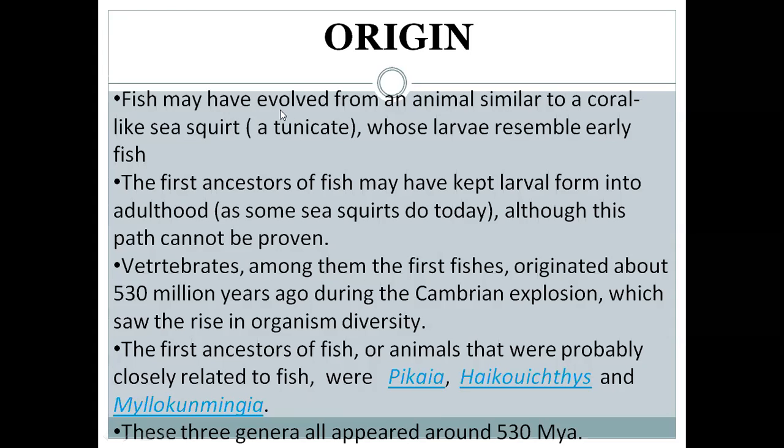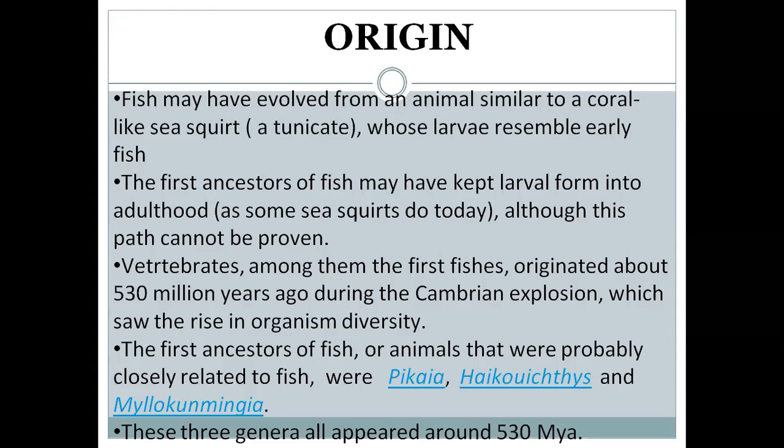Scientists are of the opinion that the first fishes evolved from the sea squirts. We know about retrogressive metamorphosis. According to this retrogressive metamorphosis, which we have studied, the larva is far more developed than the adult.